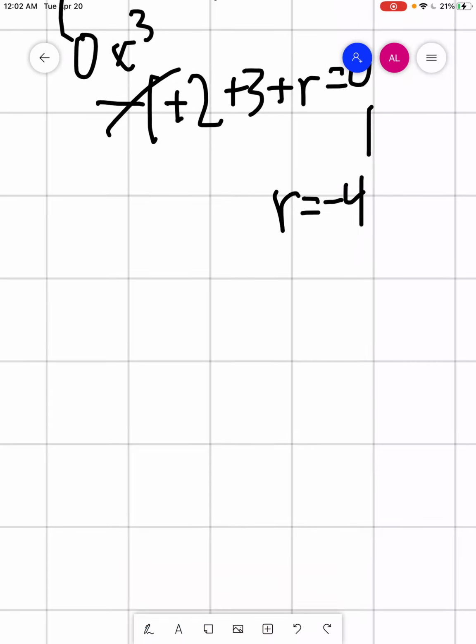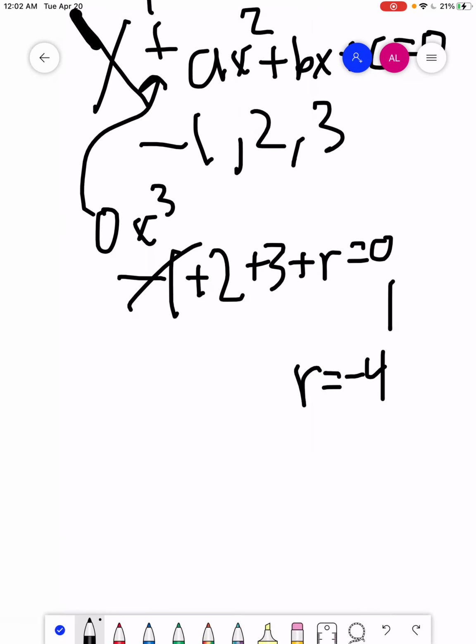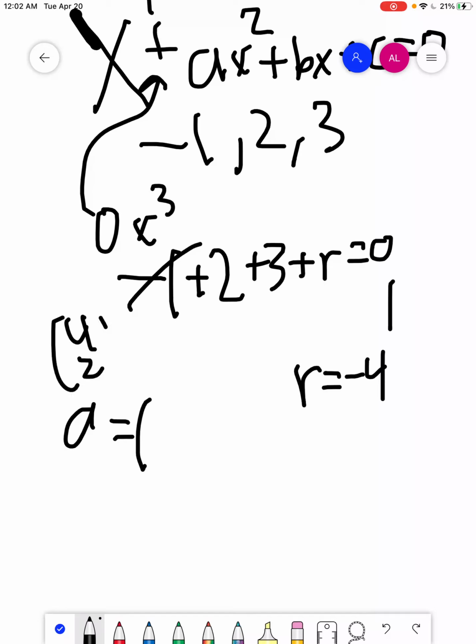Next, since I want to find what a, b, and c are, remember a is equal to the sum of combinations of 2 roots. I should have 6 sums, since 4 choose 2 is equal to 6. I should have 6 terms.